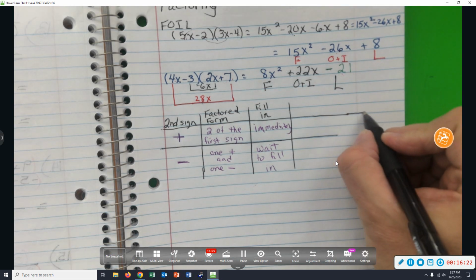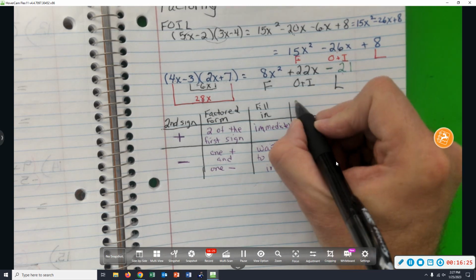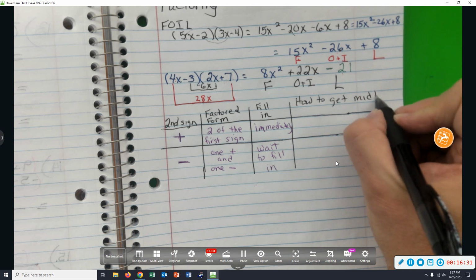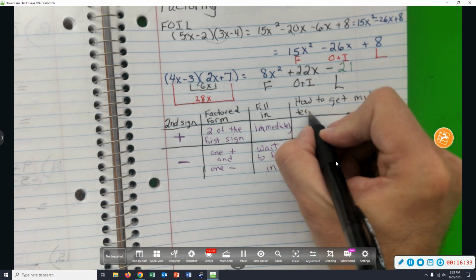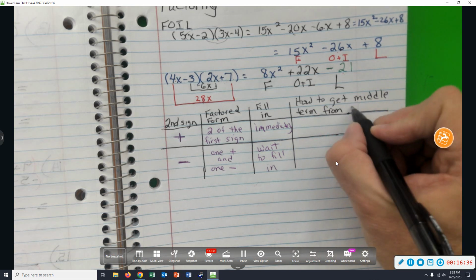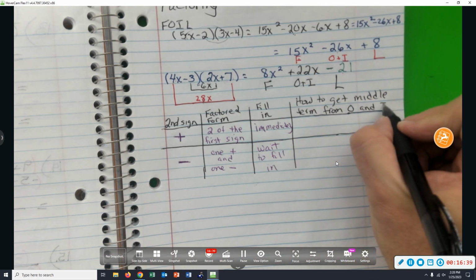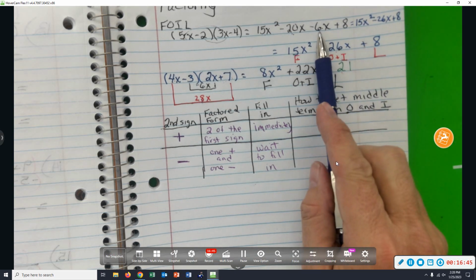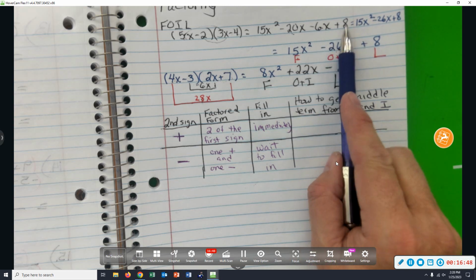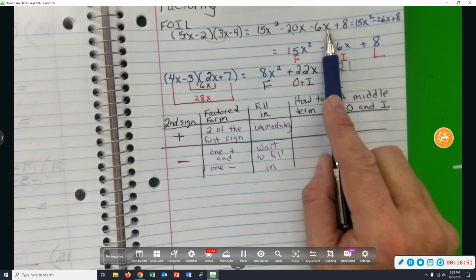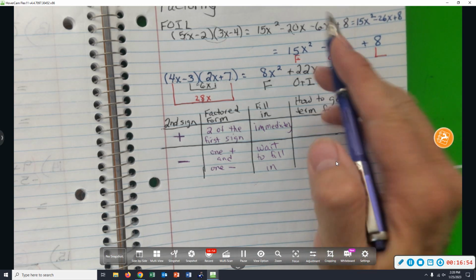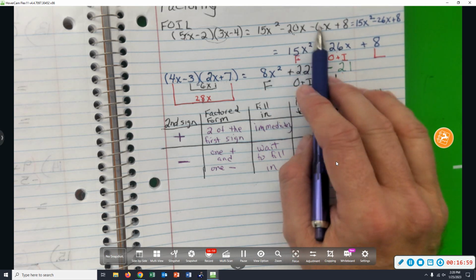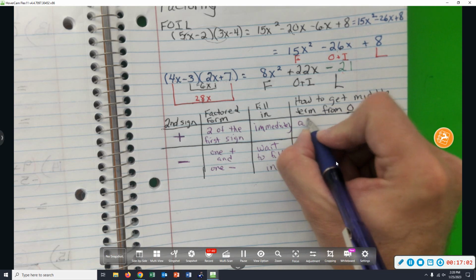Then one more column. How to get the middle term from the outer and the inner. Well, up here you have a negative 20x and a negative 6x. To add 2 negative numbers, you just add those together.